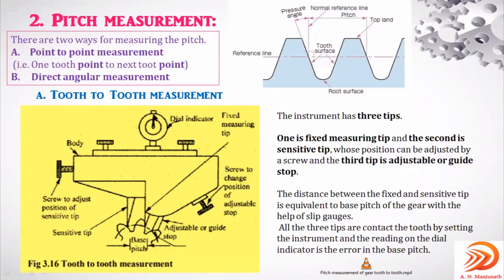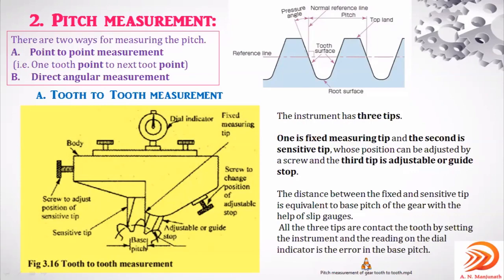Any fluctuation in the dial indicator represents the error in the pitch for the given gear blank, because it is a comparator dial indicator, right? That's why they use this slip gauge. They keep it between these two points, and then they are able to measure these variations. This is one of the ways in which the pitch can be measured: point to point, or tooth to tooth point measurement.